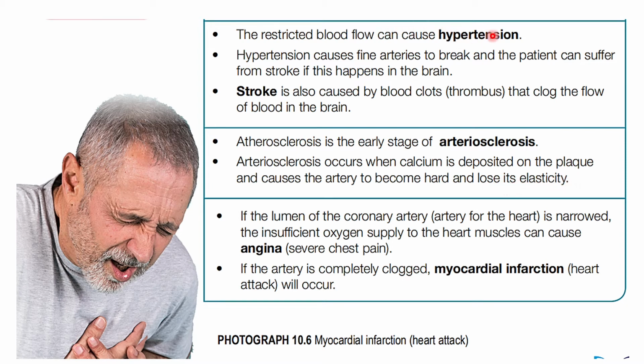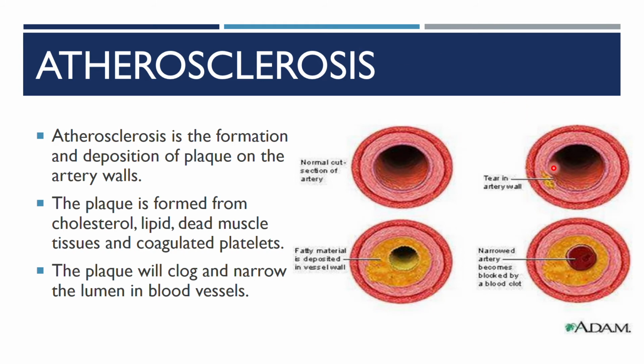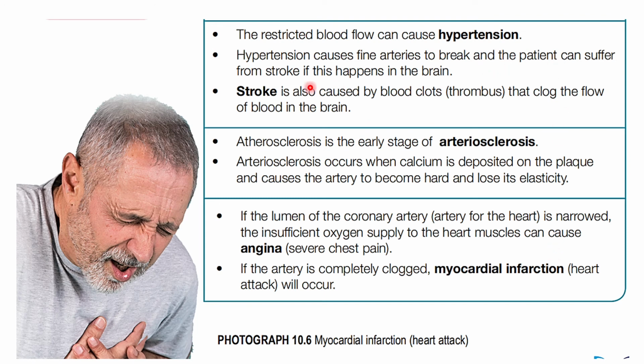But what about hypertension? Hypertension is caused by the restricted blood flow. Restricted blood flow may be because of the narrowed lumen of the artery. So hypertension causes the fine arteries to break, and the patient may suffer from stroke if it happens in the brain. If it involves the arteries in the brain, then we say stroke happens. Stroke is also caused by the blood clots. Still remember the thrombus just now that clogged the flow of the blood in the brain?